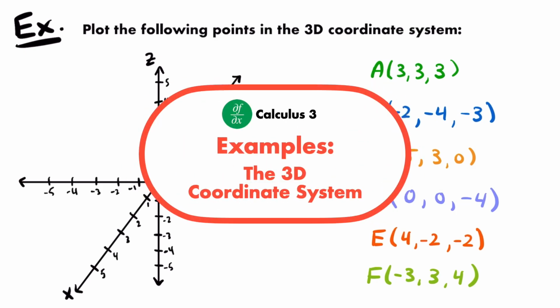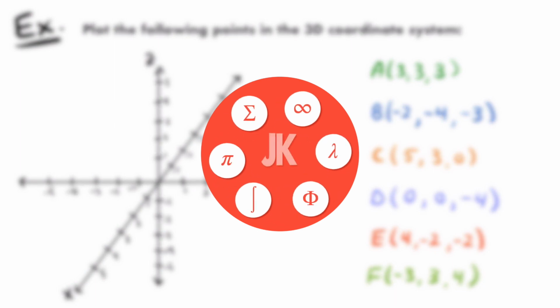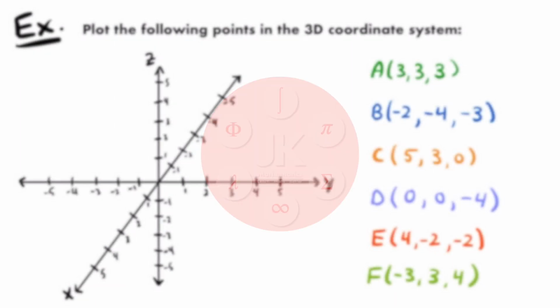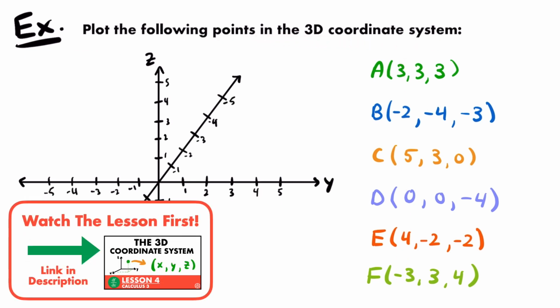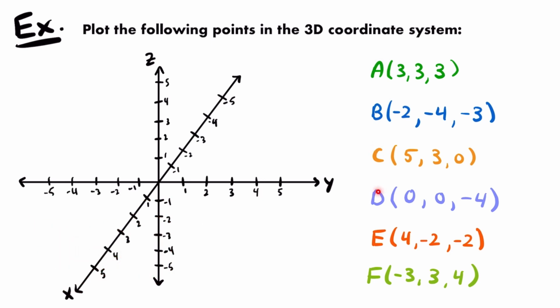Welcome back. Let's look at some examples involving the 3D coordinate system. All right, so here's our first example. We want to plot the following points in the 3D coordinate system. And we have 6 different points that we want to plot, points A, B, C, D, E, and F.